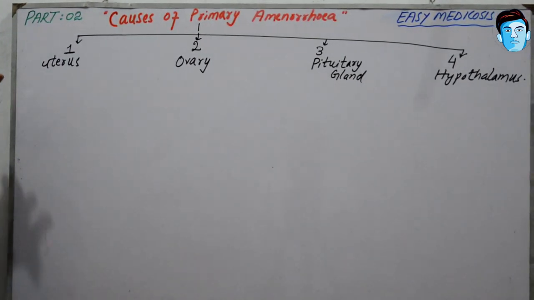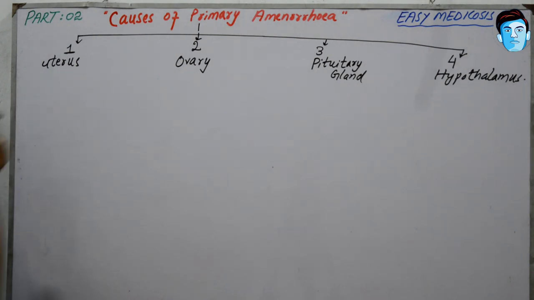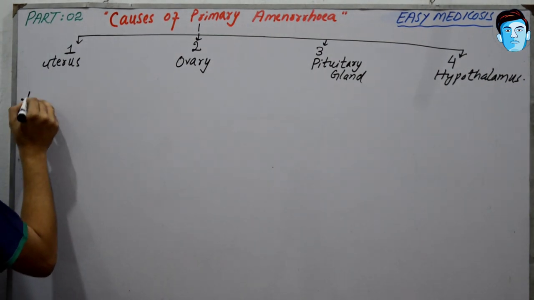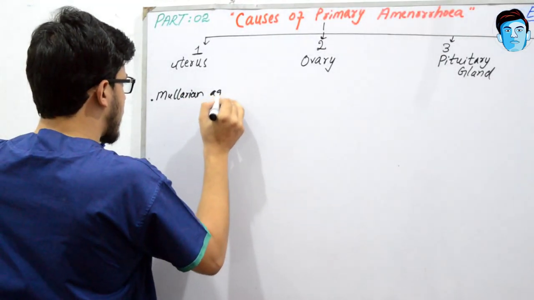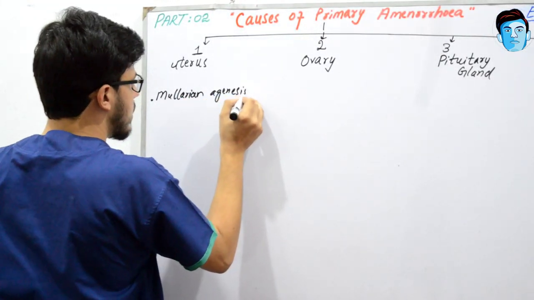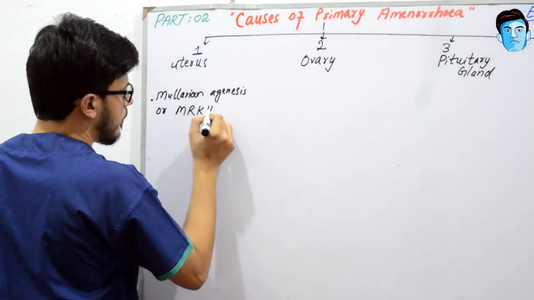So what are the causes of primary amenorrhea which are related to the uterus? The first condition in compartment 1 is called Mullerian agenesis, which is also called MRKH syndrome.